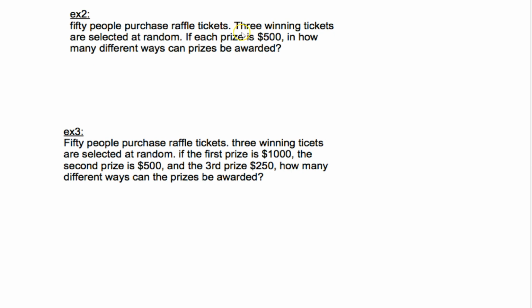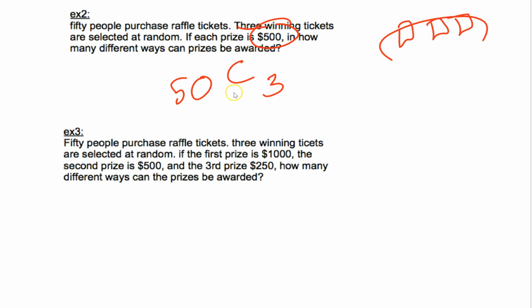50 people purchase raffle tickets. The 3 winning tickets are selected at random. If each prize is $500, how many different ways can prizes be awarded? So look at what they're saying. There's 50 people. We're going to pick 3 winners. Everybody gets $500 if you win, right? So does it matter if you get picked first, second, or third? No. You get $500 either way. You just want to be selected. So, combination. Doesn't matter if you're first, second, or third.